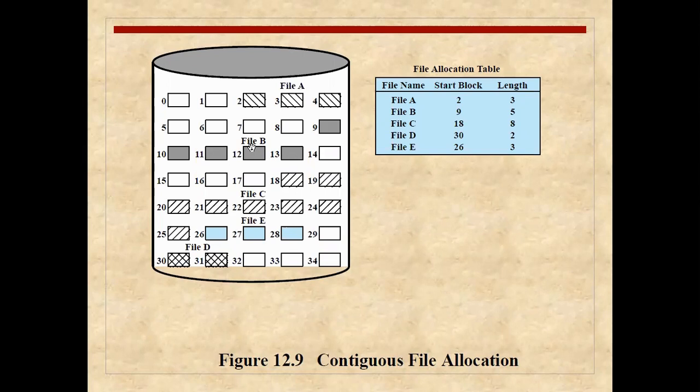This is file B. Similarly, for C, starting at 18, length is 8. From 18 to 25, a total of 8 blocks it will cover, that is file C. Similarly, for file D, starting at 30 and length is 2, so 30, 31. Similarly, for file E, 26 is the starting point and 3 is the length.